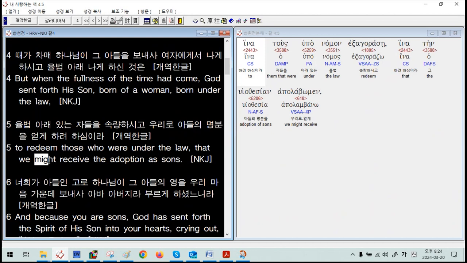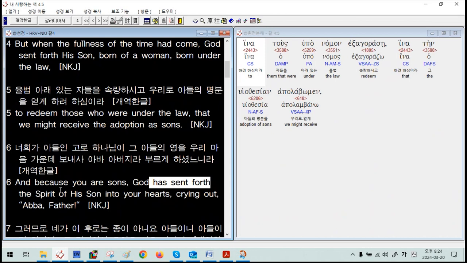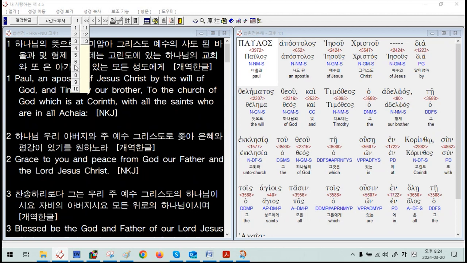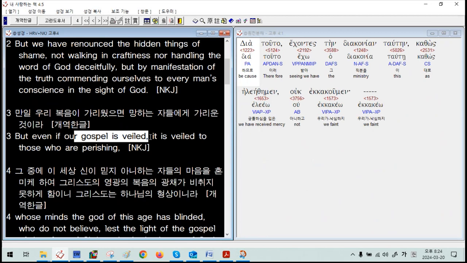Because you are sons, God has sent forth the Spirit of his Son into where? Into your heart. Jesus is born in your heart by receiving the light of the gospel. We went to 2 Corinthians chapter 4. The gospel is veiled, right? The gospel is veiled. The birth of Jesus is veiled. Crucifixion is veiled. Resurrection is veiled. The presence of Jesus is veiled.